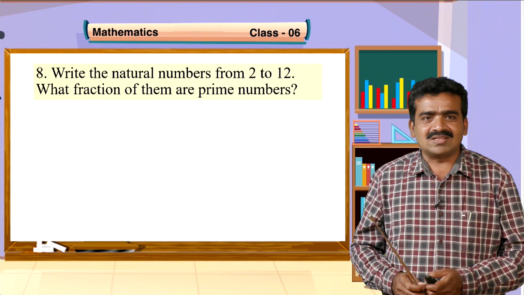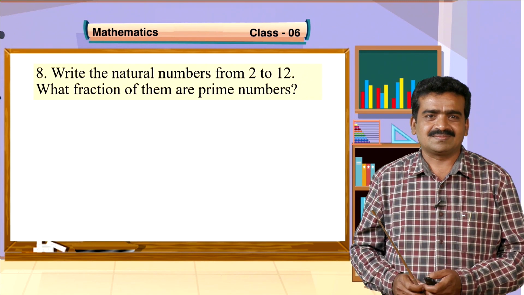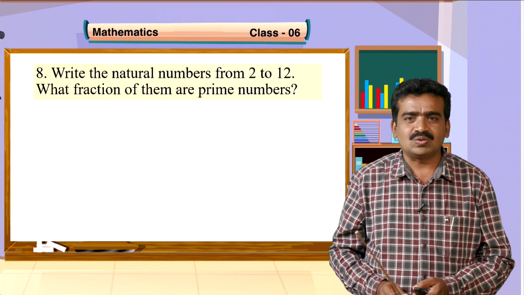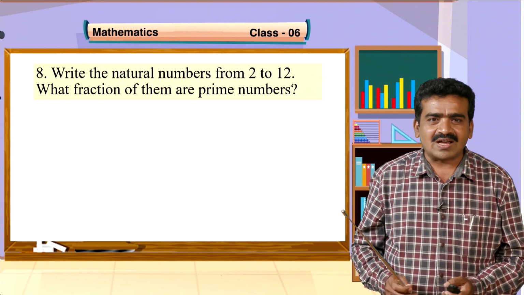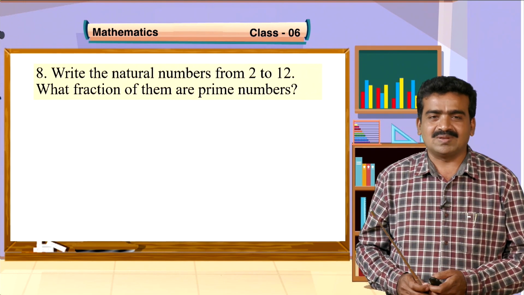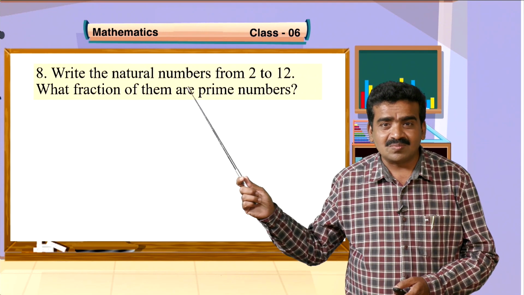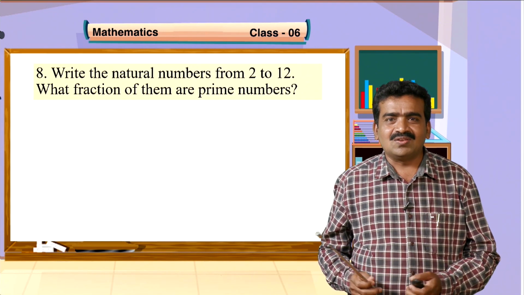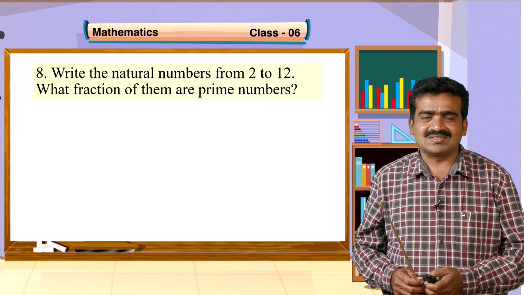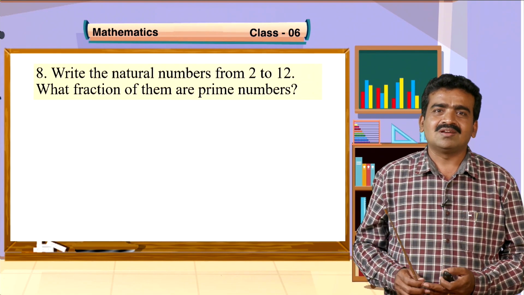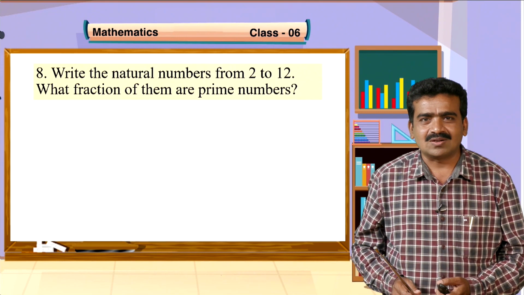Now, let us come to another question. Write the natural numbers from 2 to 12. What fraction of them are prime numbers? Here what do we have to do? We have to write the natural numbers from 2 to 12. You are all familiar with natural numbers. Natural numbers are nothing but counting numbers. They are used for counting purposes, that is why they are called counting numbers.